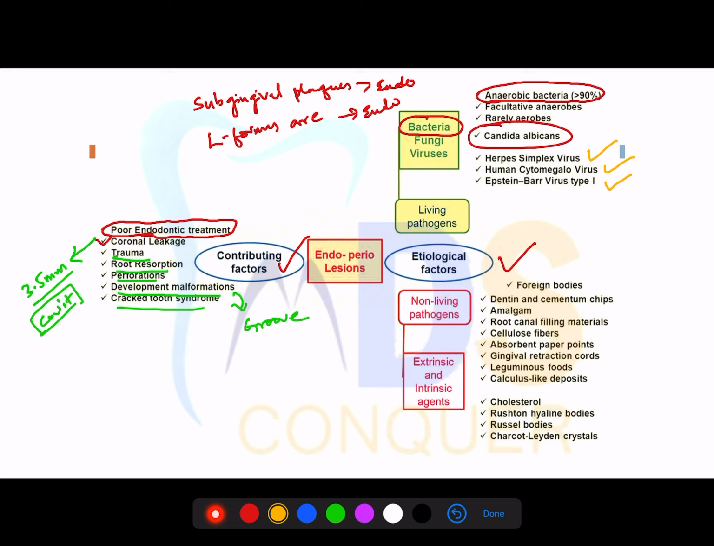Similarly, there are a few other non-living pathogens that can cause this. That can be a foreign body, or a dentin or cementum chip, or an improperly removed amalgam restoration, or root canal filling material. So all these are extrinsic materials. And similarly you have some intrinsic agents, like different crystals and different types of bodies, which can be seen in histological sections. I'll show you the diagrams, which are very, very important as diagram-based questions.